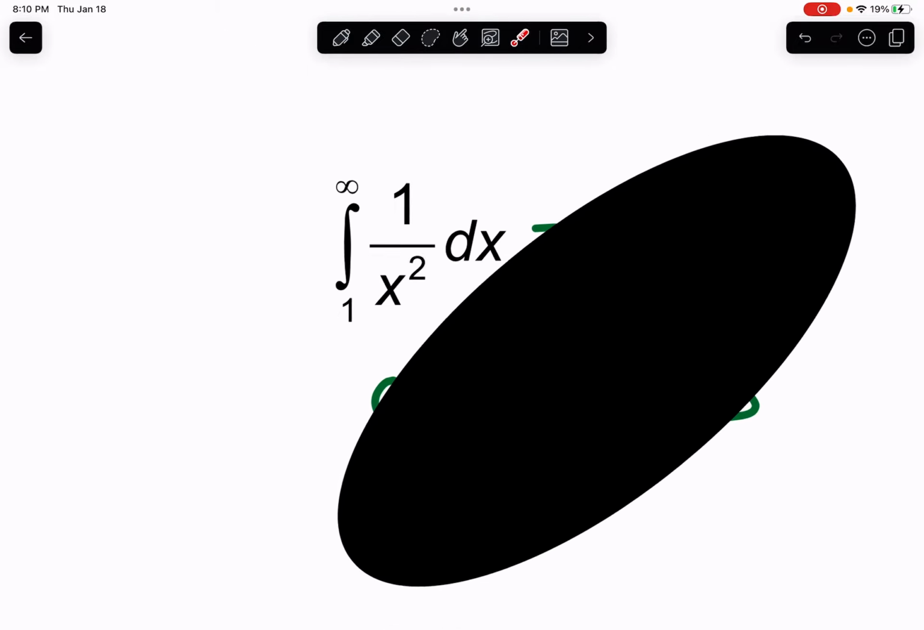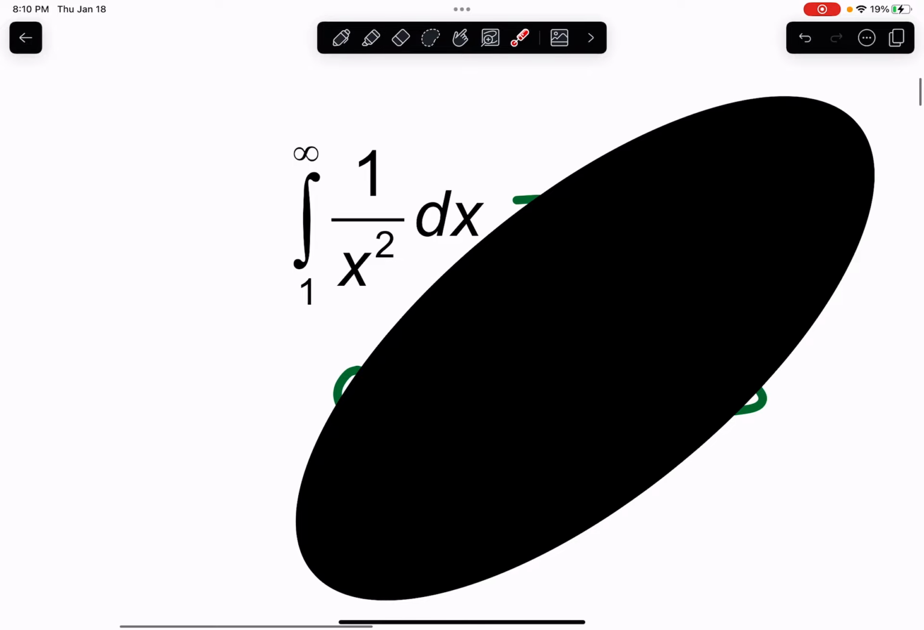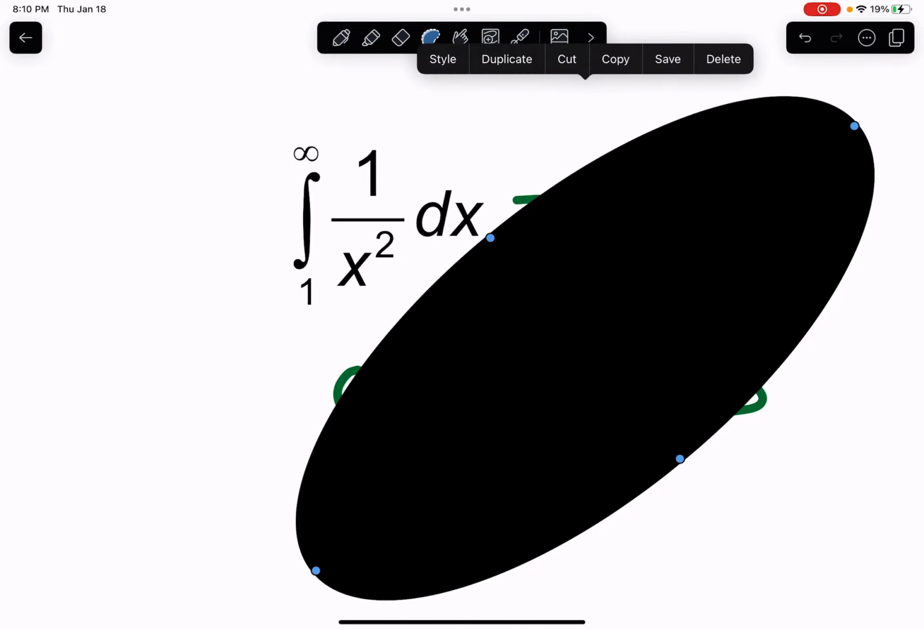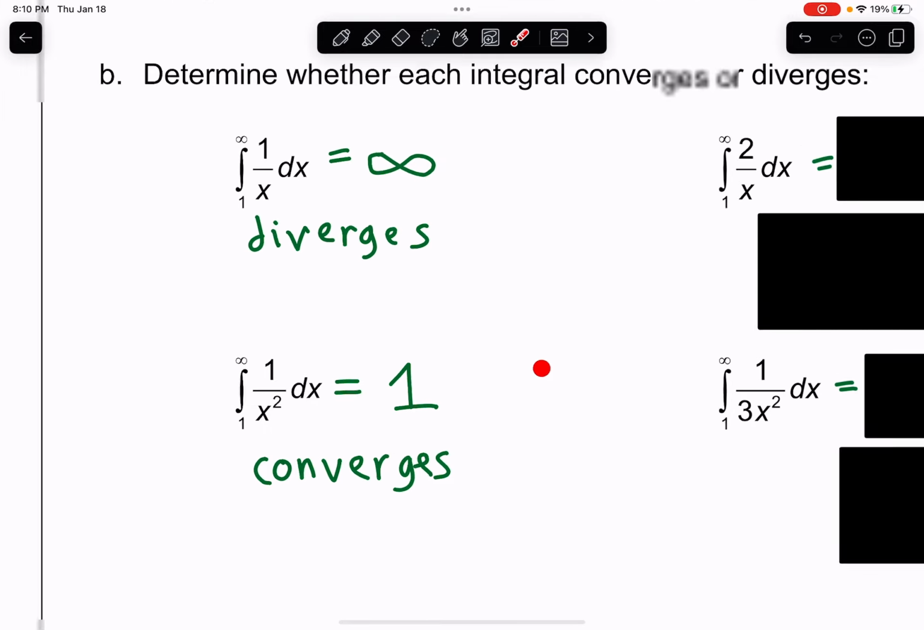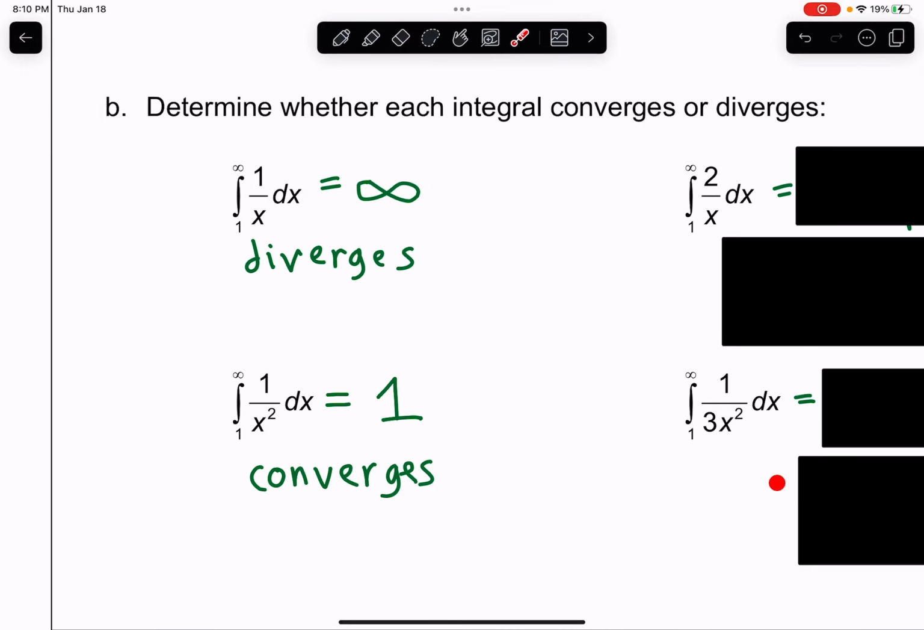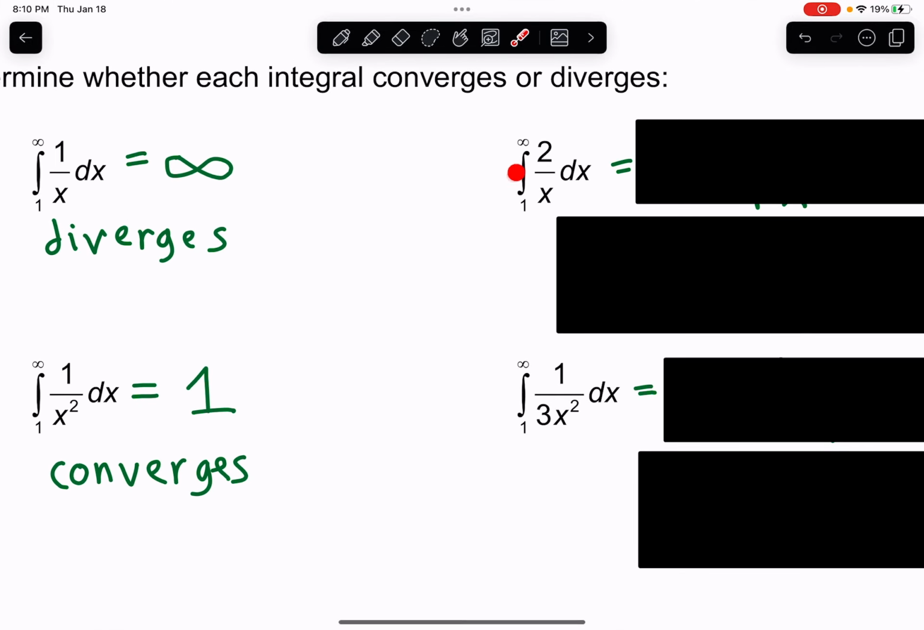And how about 1 over x squared from 1 to infinity? Again, we did this in the notes in the last section. We did this integral and we got 1, and 1 is definitely a finite number. And so that tells us that this integral converges. Now, based on these two from the last note sheet, can they help us evaluate these two new integrals?